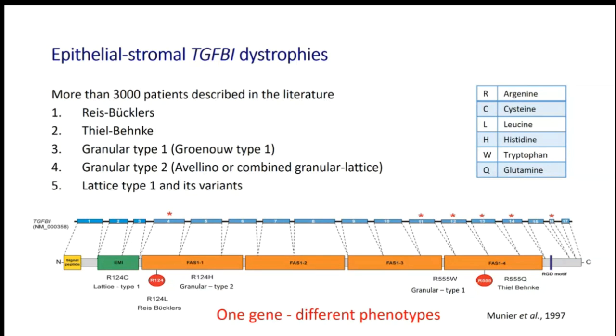The most common corneal dystrophies, except for Fuchs corneal endothelial dystrophy, are TGFBI-associated disorders. Mutations in this gene lead to at least 5 different phenotypes. And again, without molecular genetic testing, the correct diagnosis can be very, very difficult.